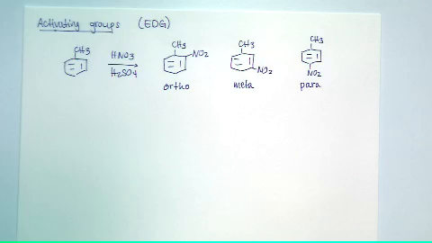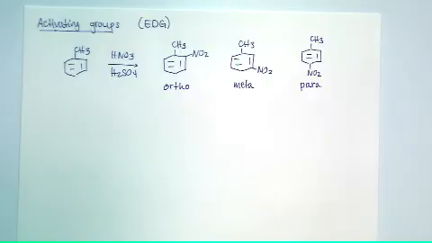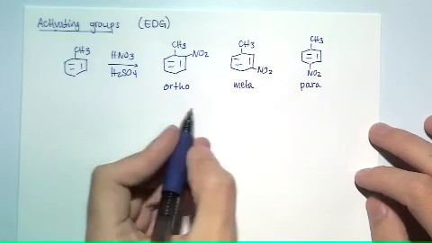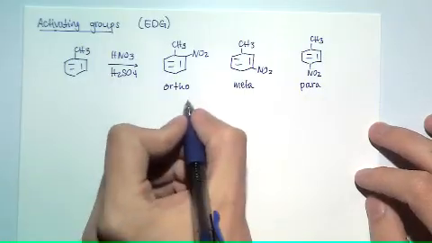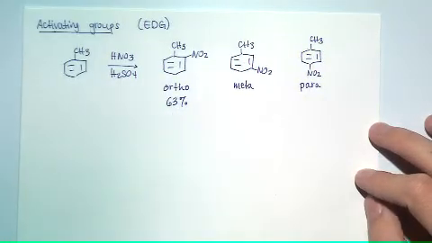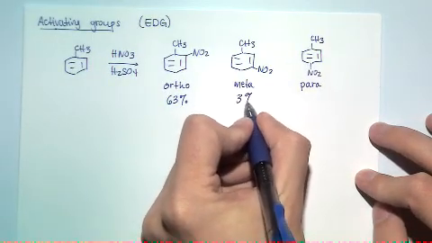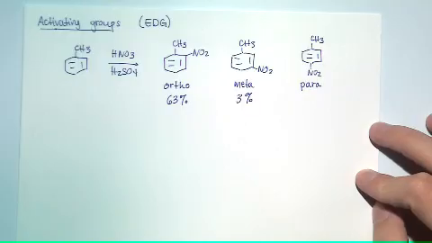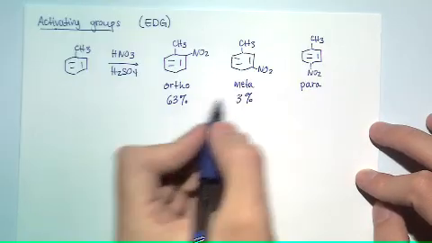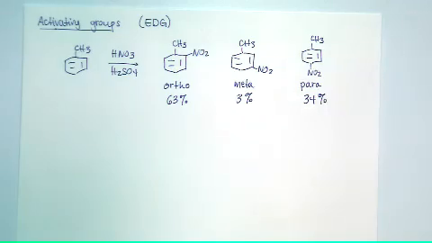Maybe meta. Turns out it is not quite as logical, or, you know, I don't know. This is not a guessable thing in my personal opinion, so I kind of tricked you there. But ortho is formed in 63%, meta in just 3% yield here, and para 34%.